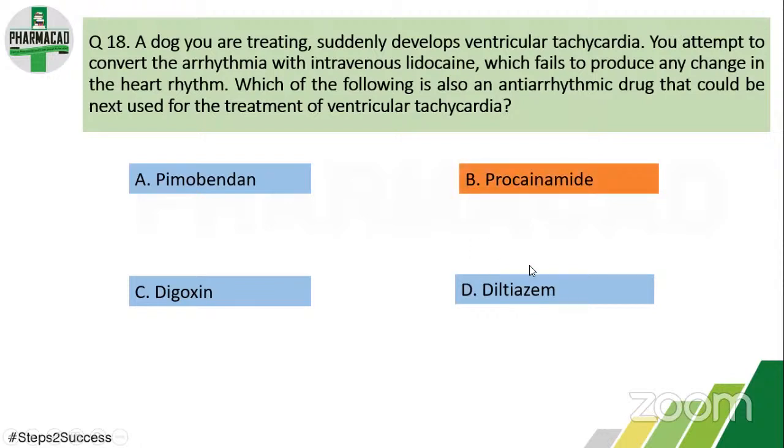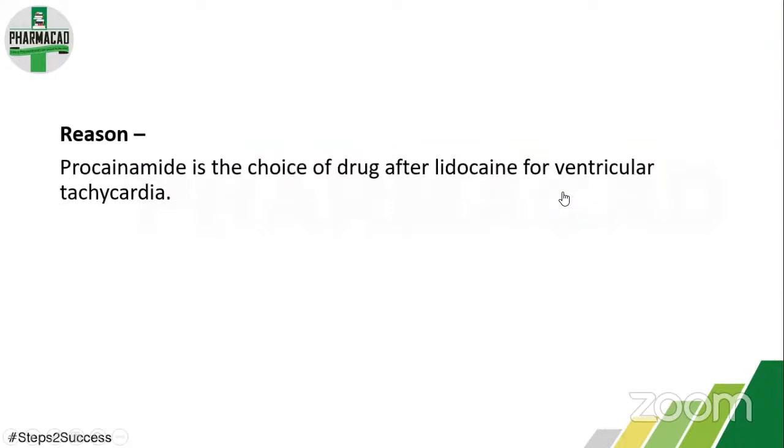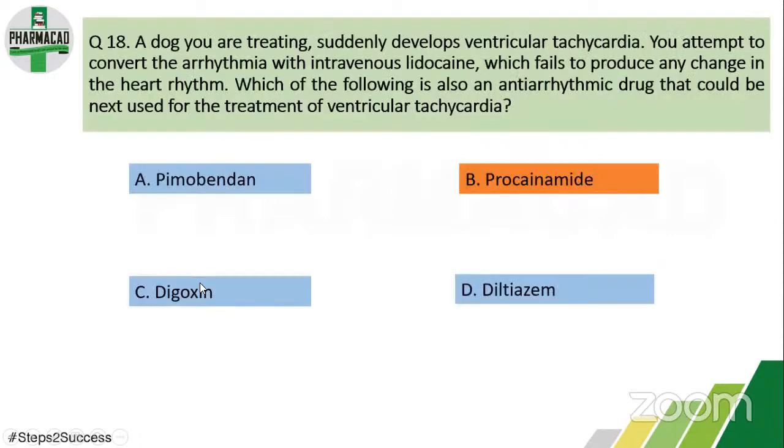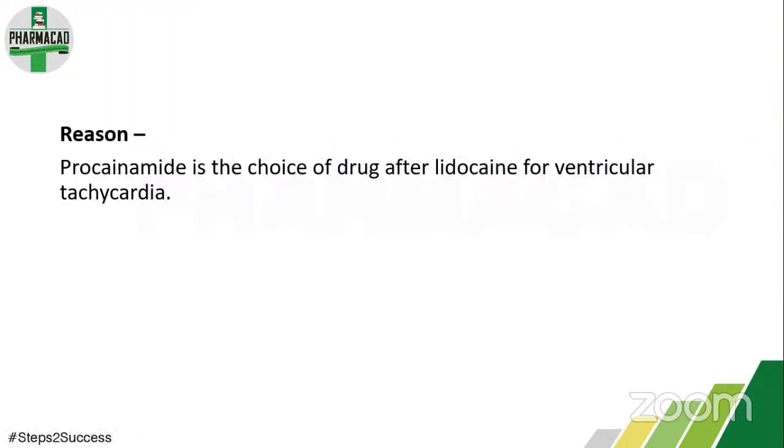Why? Because procainamide also belongs to the class of sodium channel blockers and it also has a useful effect in ventricular tachycardia like situations. So after lidocaine, if you choose a drug for ventricular tachycardia, the drug of choice is procainamide. Not digoxin, not diltiazem, and not pimobendan as well. Okay. I hope this is clear.